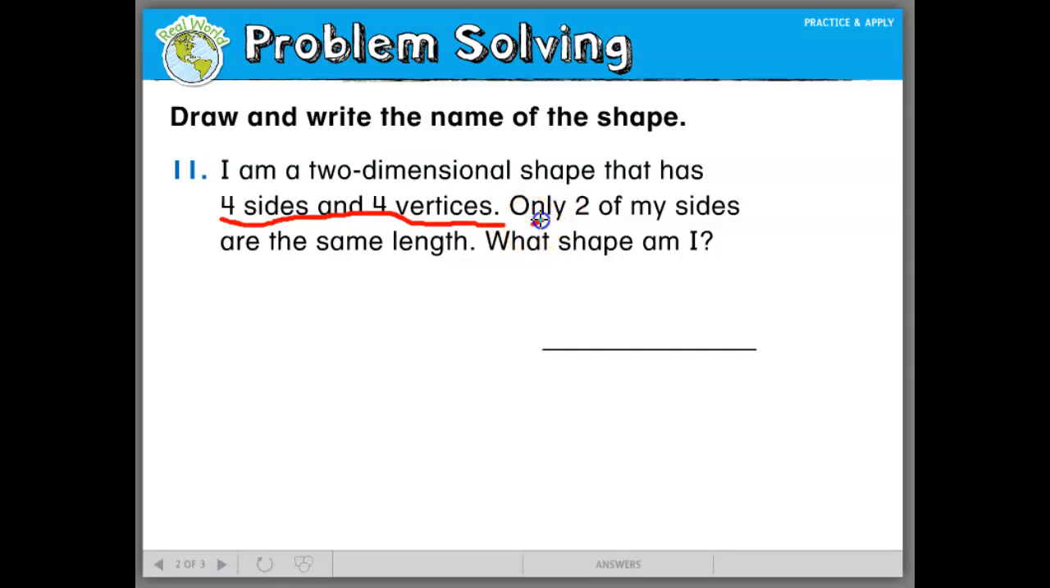But then they tell me that only 2 of the sides are the same length. So which one of those shapes has 2 sides that are the same? Is it the square? No, remember all the sides on a square are the same, so it can't be a square. Is it a rectangle? It's not a rectangle because a rectangle has 2 sets of sides. The opposite sides are all the same. So is it a trapezoid? Yes, remember a trapezoid only has 2 of the sides that are the same. Very good.